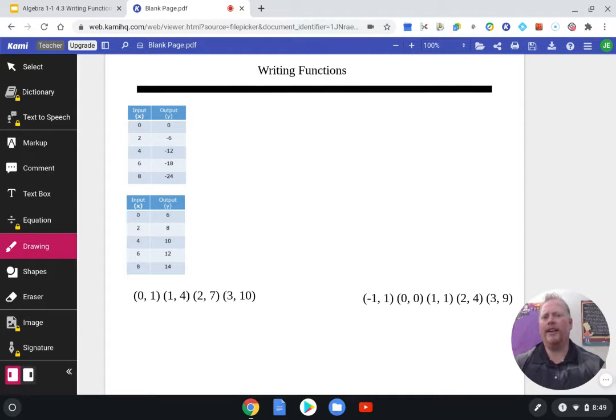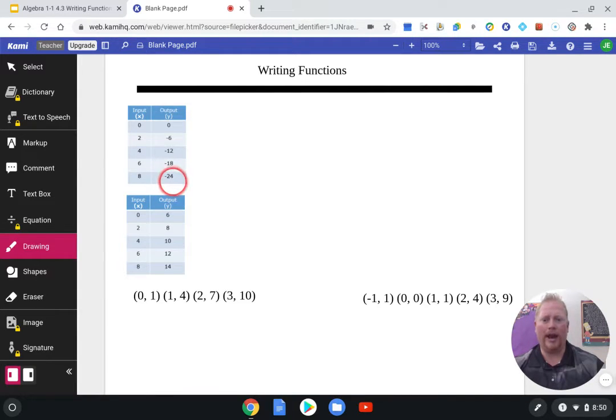Okay, so when we say write a function rule, that basically means write the equation. So we're going to be able to take a look at these tables, these ordered pairs, and be able to write the equation from those. So what I want to do is spot the pattern. What do I have to do to my x values, my input, my domain, to get those to turn into my y values, my output, my range? So if I take a look here, what do I have to do to 8 to get it to turn into negative 24?